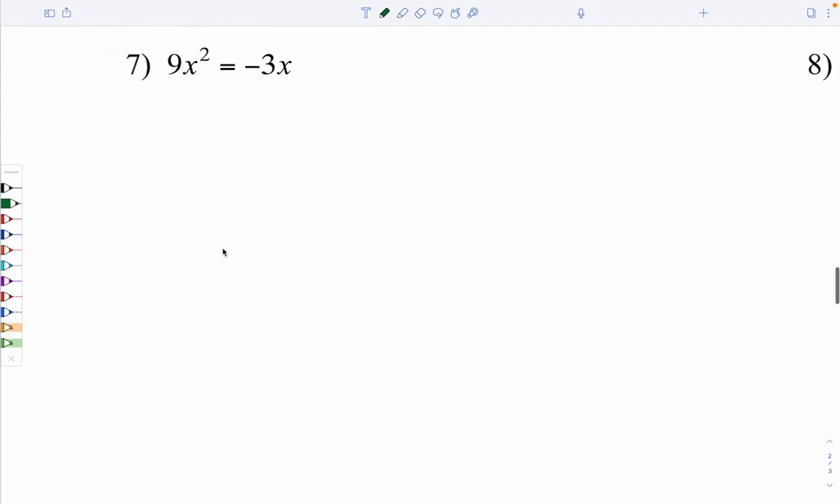All right, last one, number 7. First off, is it equal to 0? It is not. So I'm going to first take this negative 3x and move it over to here. So this will be add the 3x to cancel and move it to this side. Now, can 9x squared and 3x, are those like terms that I can combine or no? No. So this will be 9x squared plus 3x is equal to 0.